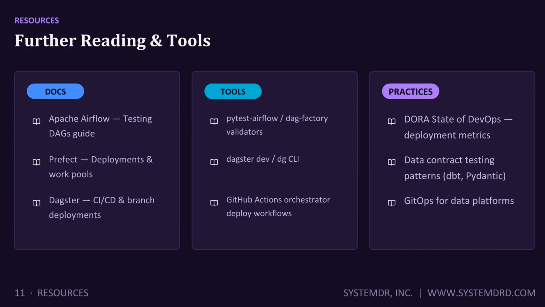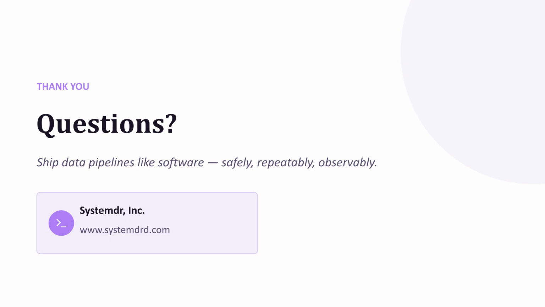Start with whichever orchestrator matches your current stack, not all three at once. So, to close, CI/CD for data pipelines isn't a lesser version of software CI/CD. It's the same discipline, applied to a harder correctness problem, where the artifact is code, schema, and data shape all at once, and where failures are silent instead of loud. Ship data pipelines like software, safely, repeatably, and observably.